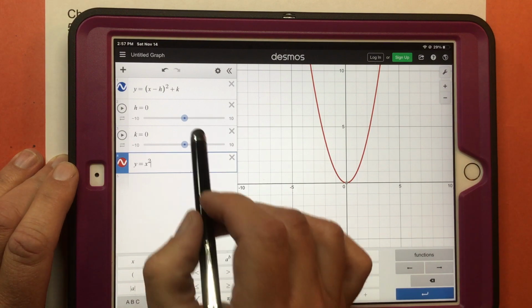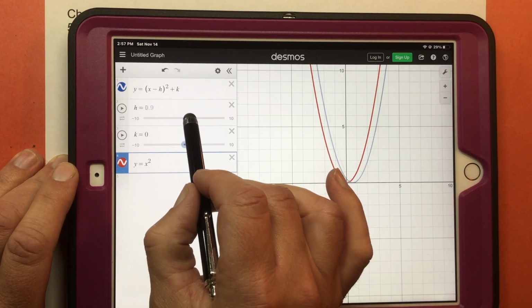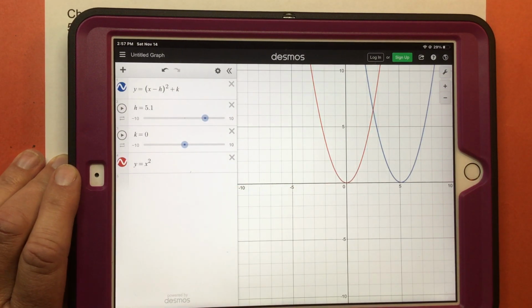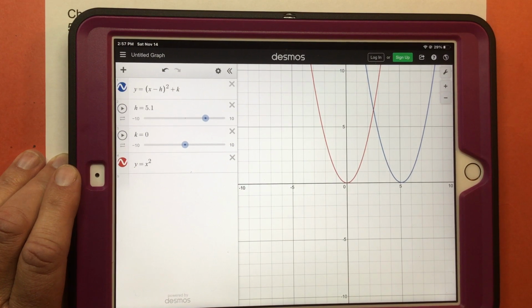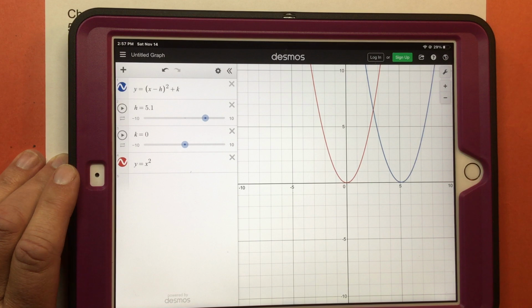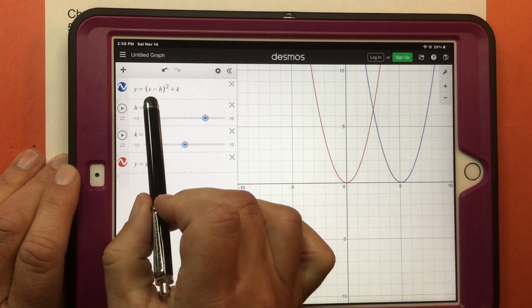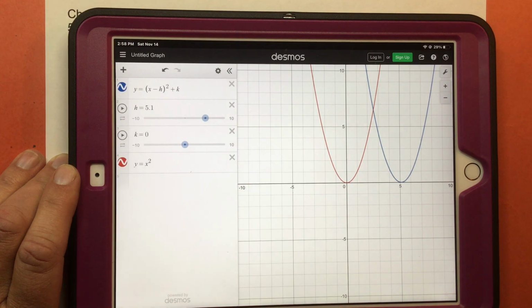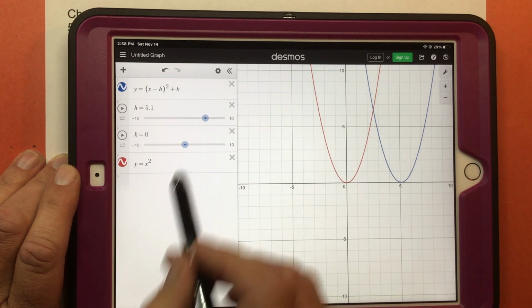Let's first change it into a translation. If I move it to the right, the blue graph moved over to the right. So now my h is 5.1. I tried to get it to 5, but it wasn't exactly 5. Don't worry about that. This is x subtract 5.1. I left my k alone. I haven't done anything with that yet.